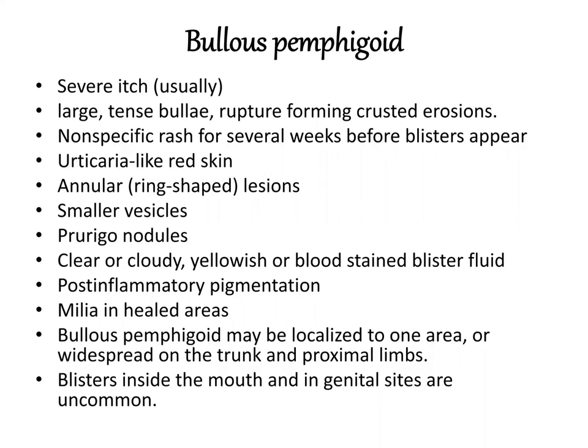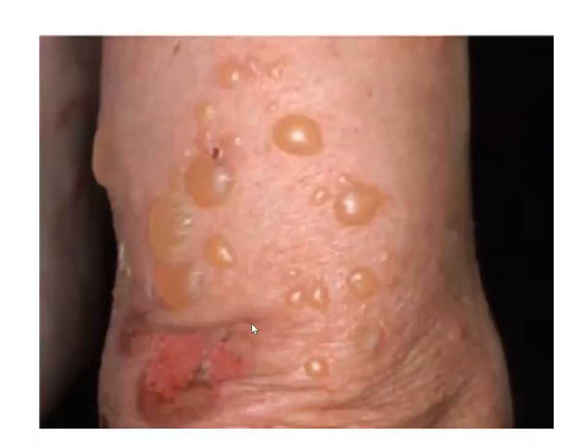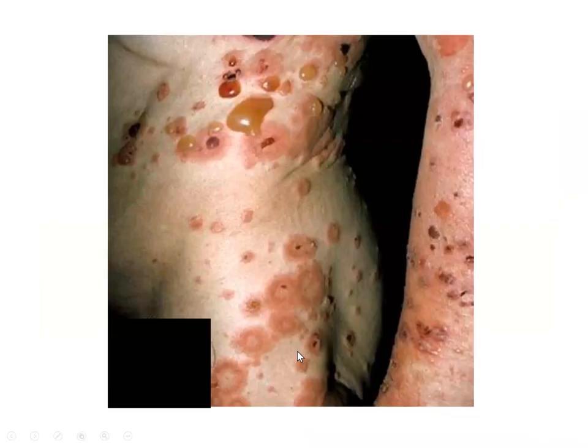Sometimes pemphigoid may be localized to one area, or generally we see it widespread on the trunk and proximal part of the limbs. Usually it doesn't involve the mouth and genitalia. This is an example. Here you can see intact tense blisters. And this is where it is broken and you can see the erosion, so you can see the underlying surface of the dermis. And this is in an elderly person.